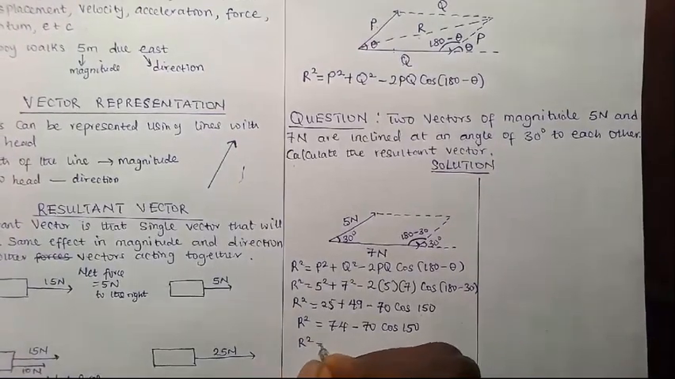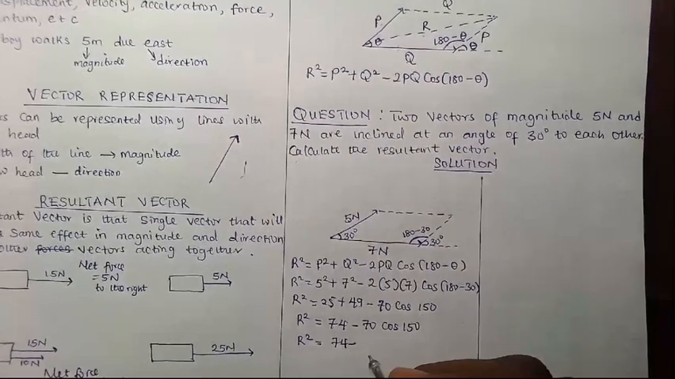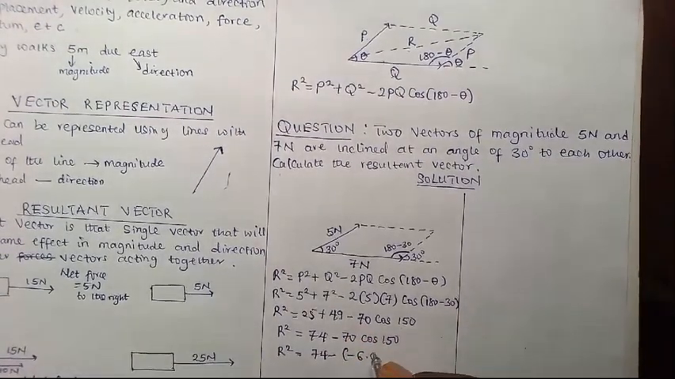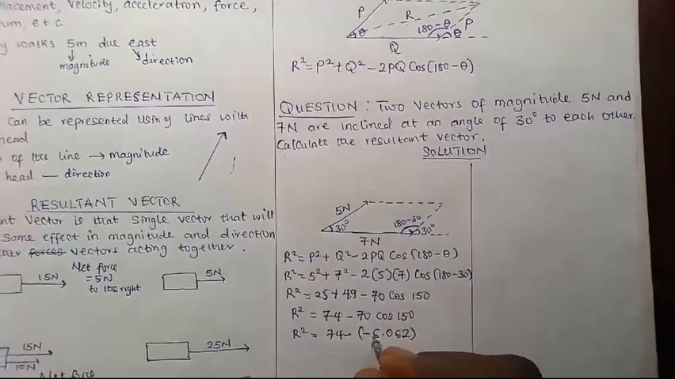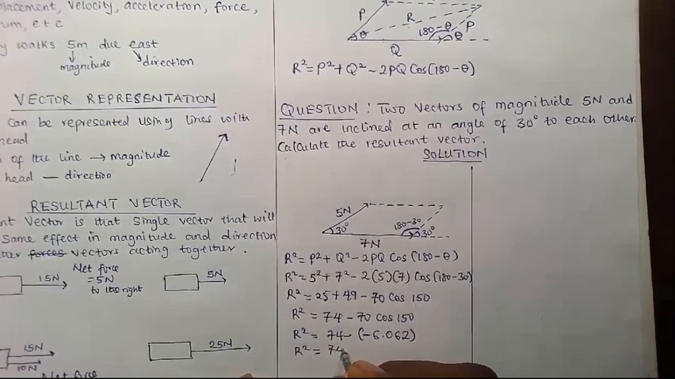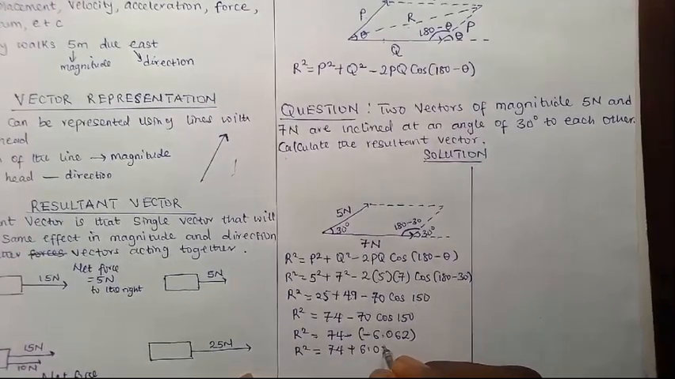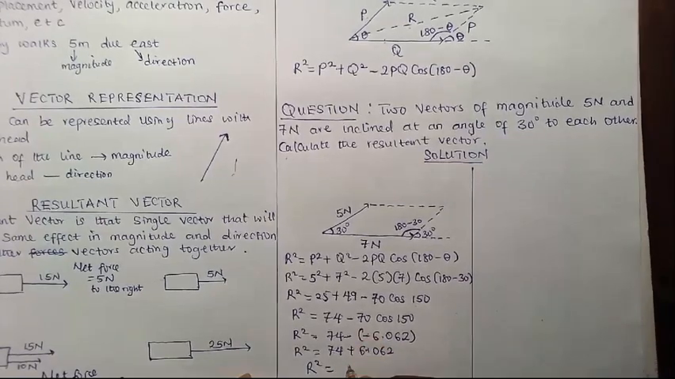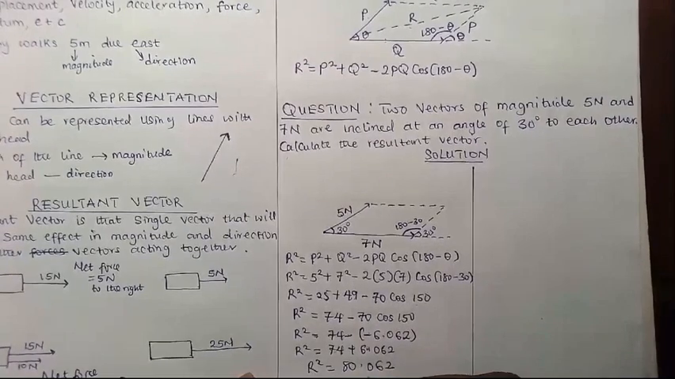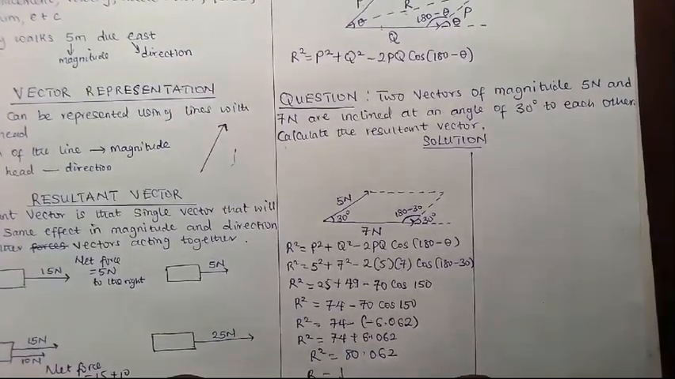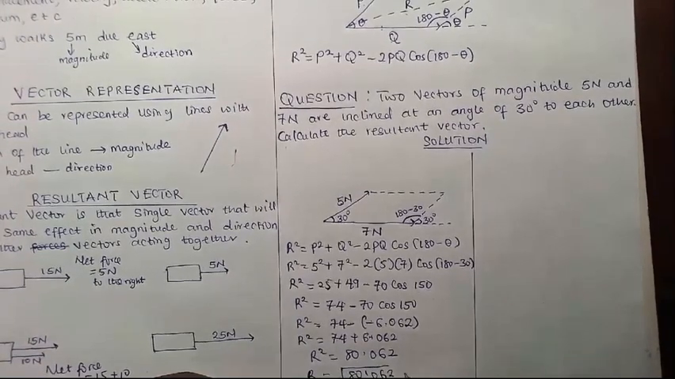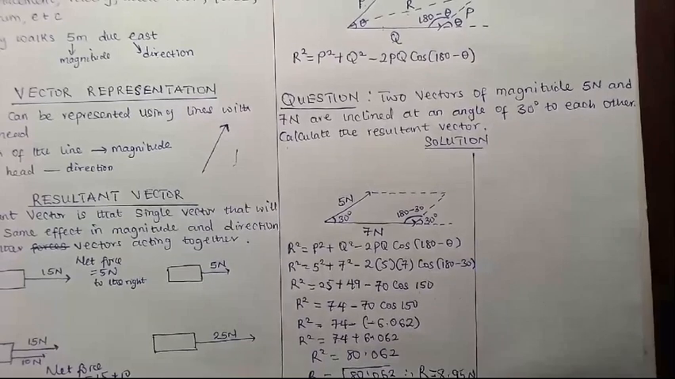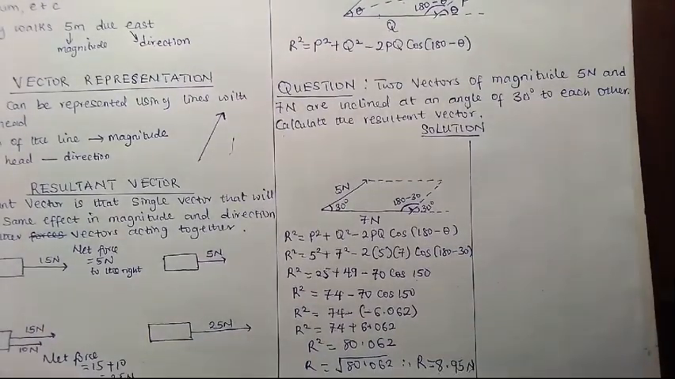So r squared equals 74 minus 70 cos 150, which from our calculator is going to give us minus 6.062. So r squared is equal to 74 minus, minus times minus is plus, so I have 74 plus 6.062. So we have r squared equals this plus this, which is going to give us 80.062. Now finally we find the square root, and therefore our resultant is equal to 8.95 Newton. So this is how we calculate the resultant.